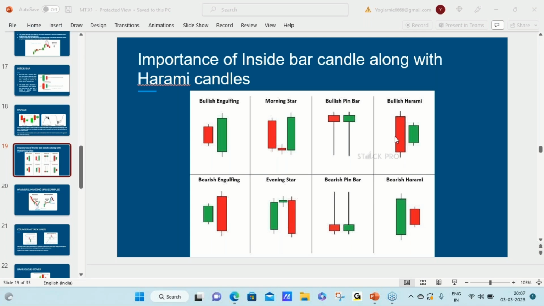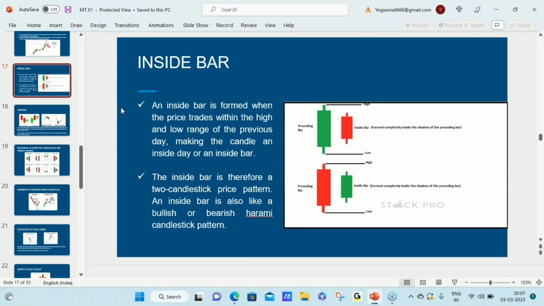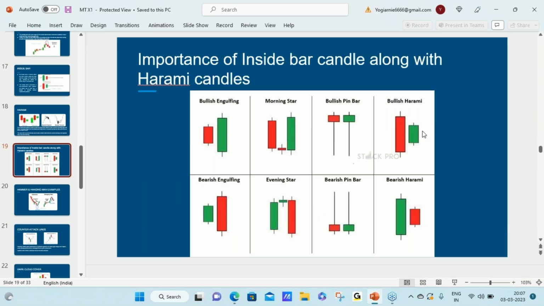Yeah. So just that for inside bar, the color coding was not important, right? You just need to have a bigger candle, that is mother candle, and within the high and low of the bigger candle, you should have an inside bar, right? So in this case, bullish Arami and bearish Arami both have to be inside bar in the first place, okay? But when it comes to bullish Arami, the mother candle has to be red. In bearish Arami, mother candle has to be green. Is that clear? The color coding is very important.